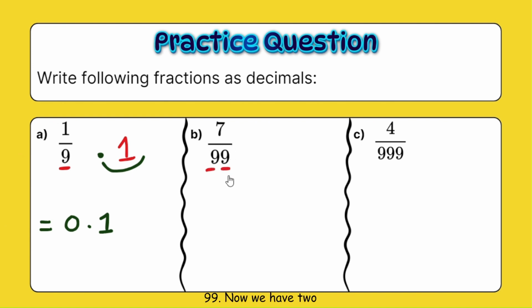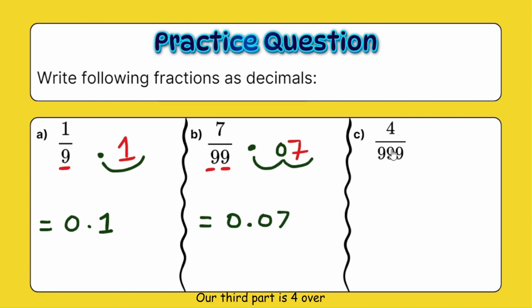Part B is 7 over 99. Now we have 2 9s. That means that our decimal point will go 2 steps back from 7. 1, 2. Our decimal point is going to be here, but what about our first step? Well, on our first step, you're going to put a 0. So our answer would be 0.07.